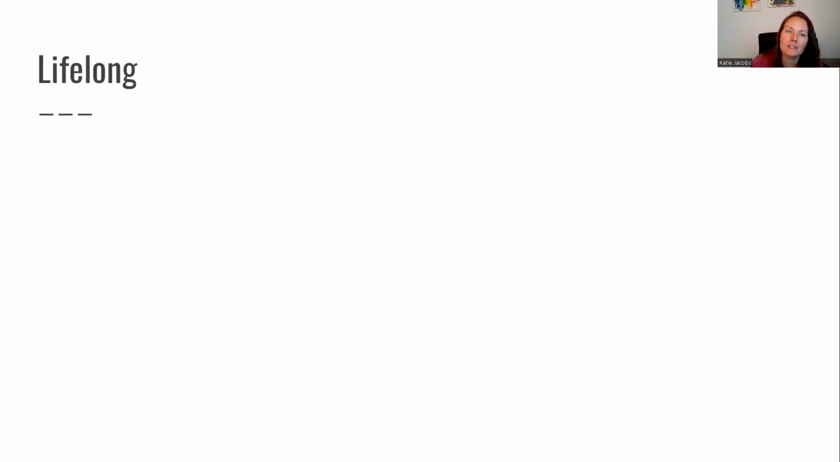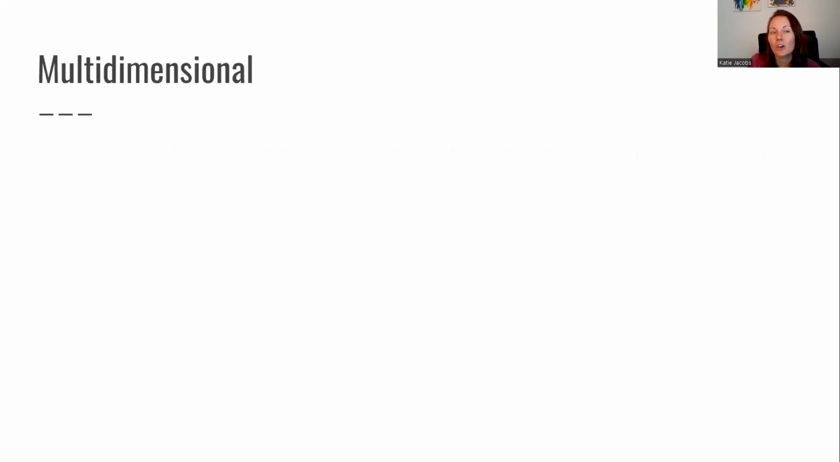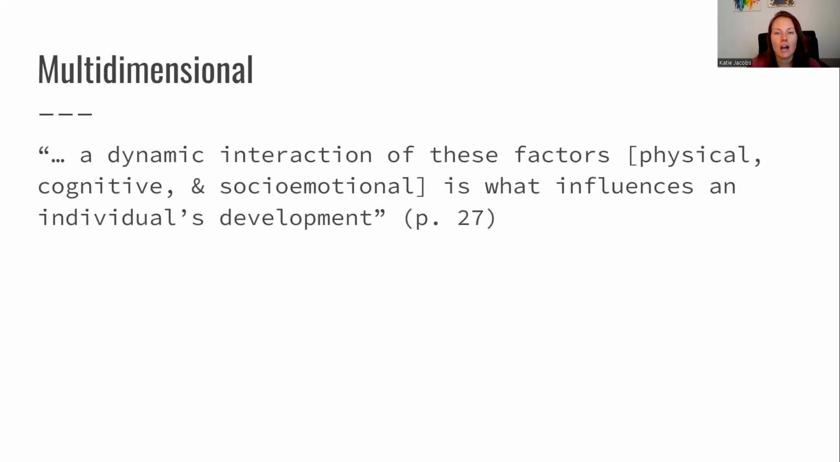So lifespan development is lifelong. It occurs from conception through death. It's not something that you achieve at a certain age. It covers your entire life. It's also multidimensional. So this is a dynamic interaction of these factors: physical, cognitive, and social-emotional development, and it influences everything.